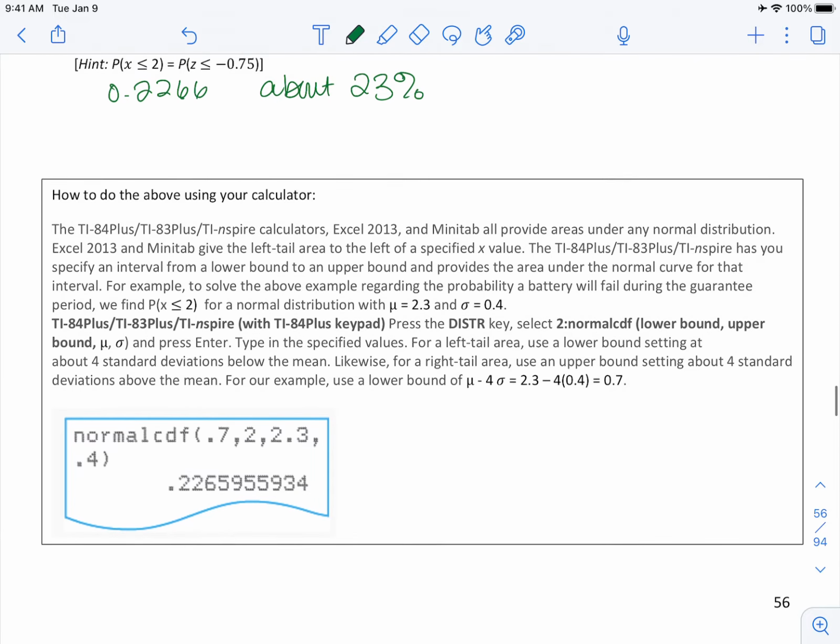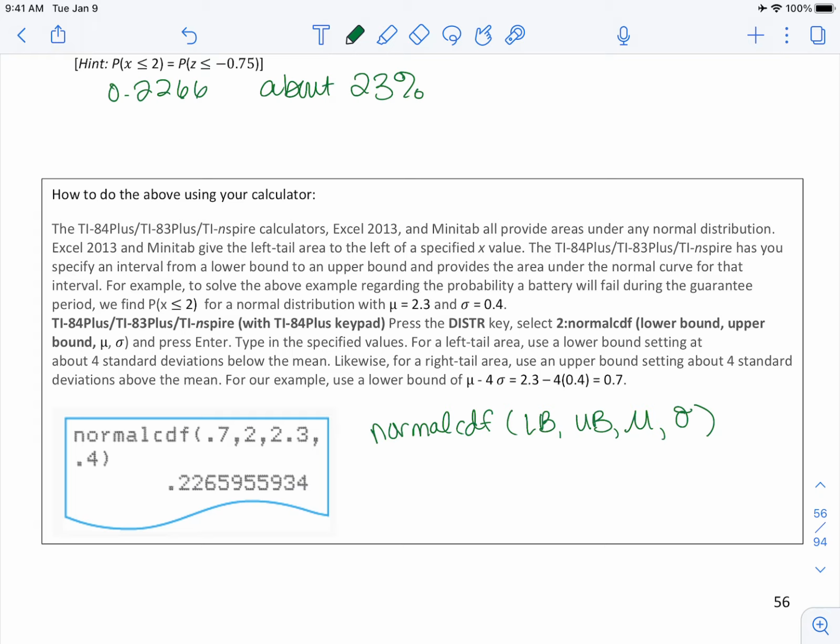So this is some more information about how to use the calculator that I went over. Again, it's just emphasizing it's always going to be normal CDF. It's going to be your lower bound, upper bound, your mean, and your standard deviation. Okay, and again, it's just the same thing that it says here. If you list those numbers like that, that counts as your work for the problem.